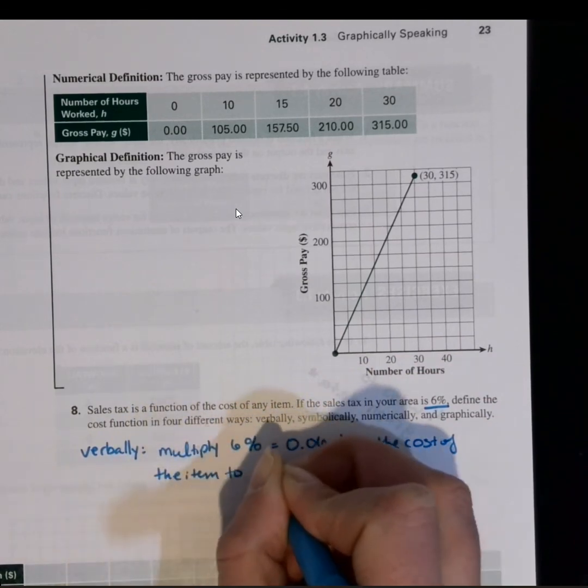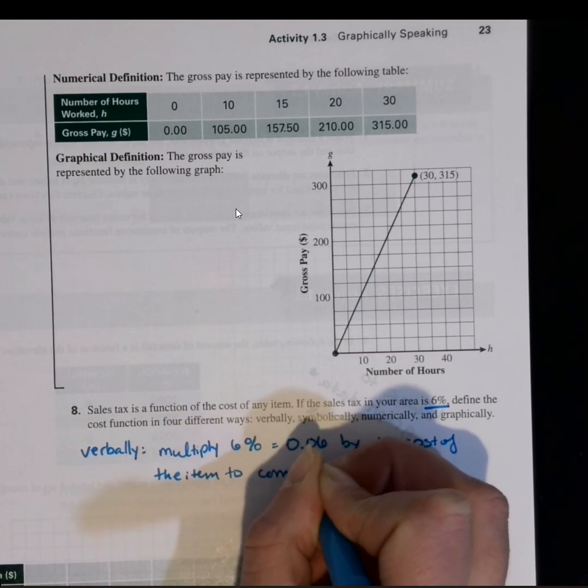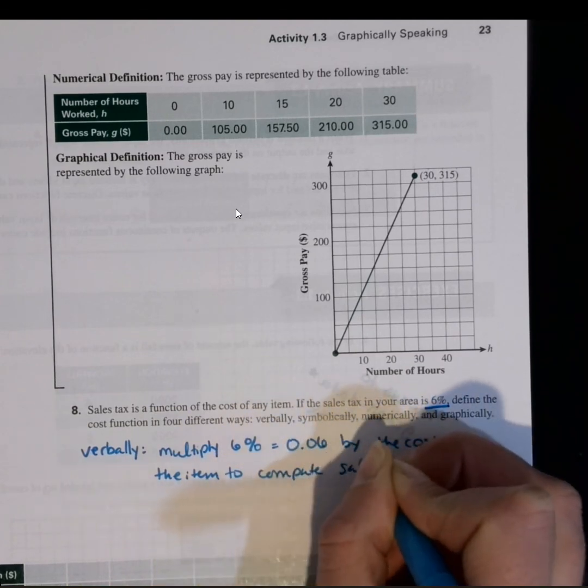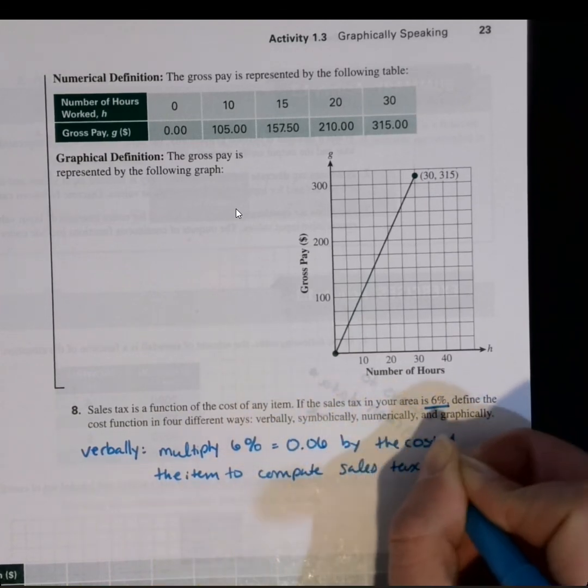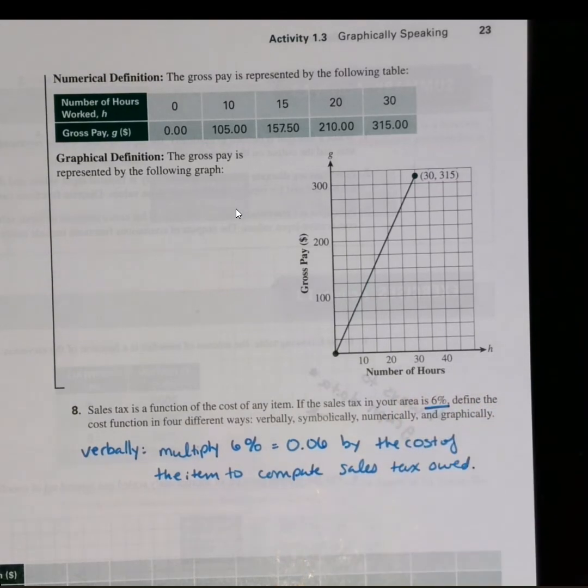To compute the sales tax owed, explain what you need to do to go from the given information to the result that you want, the amount of sales tax that you owe. I know it's 6%. I have to take that 6%, or 0.06, and multiply it by the cost of the item. Symbolically, I need to define some variables here.